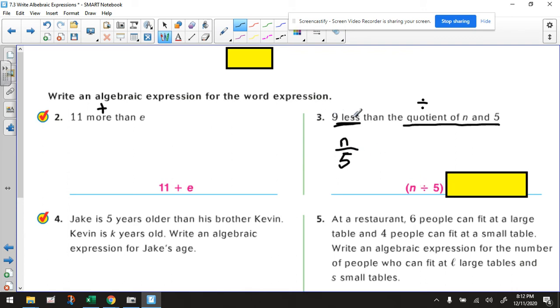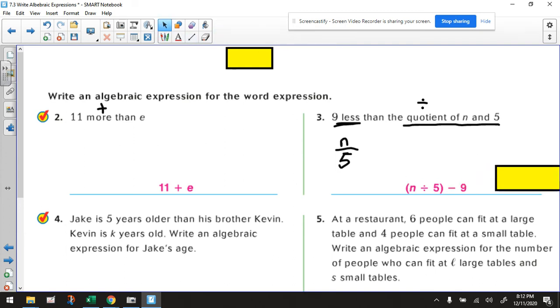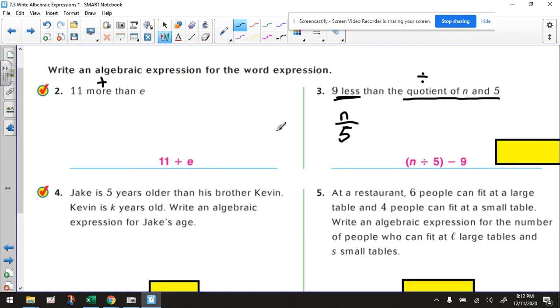And then when you're taking 9 less, then you're subtracting that from what we have here. So then you're subtracting the 9. It would be incorrect to put the 9 and then the minus and then this, because then that's really 9 subtracted by N divided by 5. That's not the same thing as this, so be careful with ones like that.